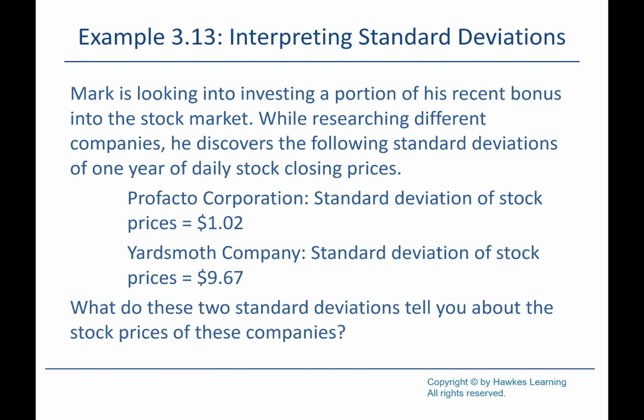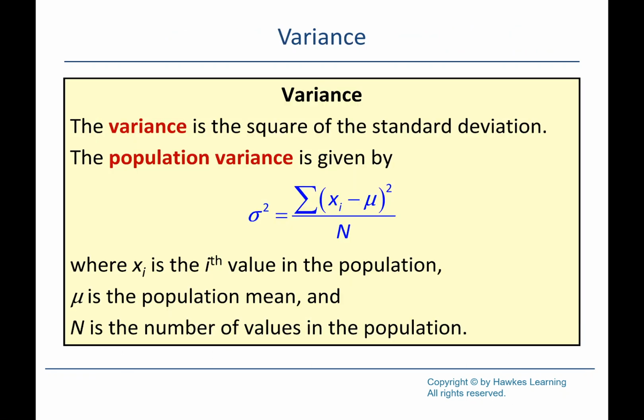So one more measure of dispersion, and it should look familiar. It's called variance. It should look familiar because all it is is the standard deviation squared. Really what's happening in the formula is it's exactly the same as the standard deviation formula, but without the square root. We're just not taking the square root.